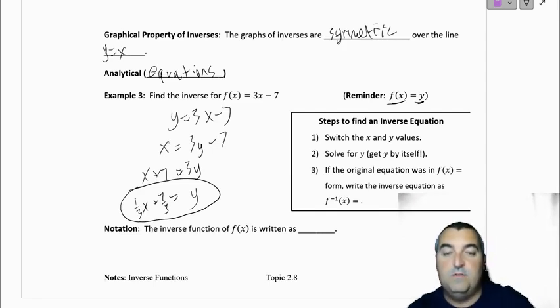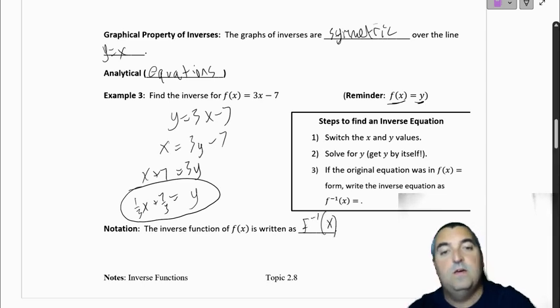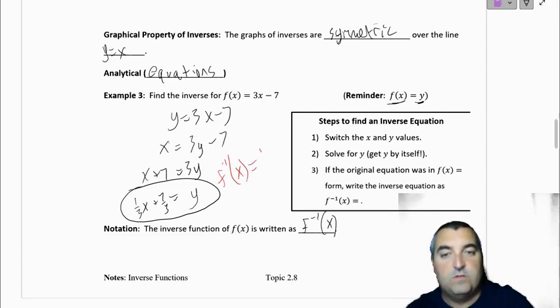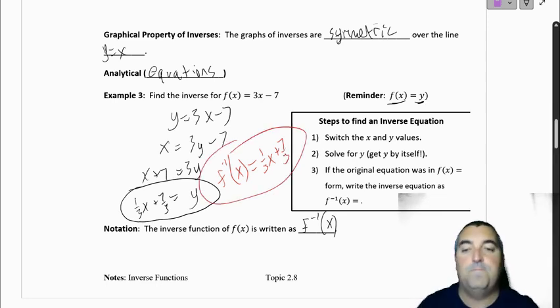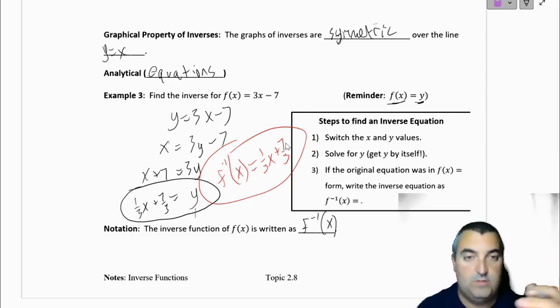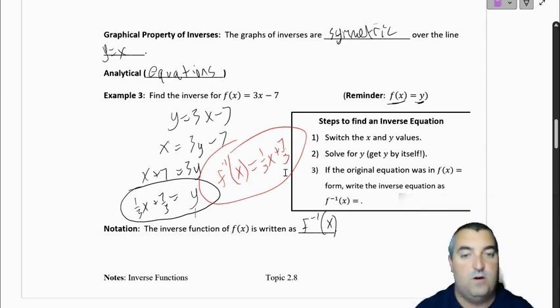But the one thing is, we usually denote inverses with a little -1 in the power. So I would actually rewrite this, and this would be clear that it's an inverse. So I would say f to the -1 of x equals 1/3 x plus 7/3. And there you go. Okay, and that's in general how you find inverses, right? You switch the x and y graphically, table, or equations, all the same initial step, and then do some other stuff based on what you're dealing with.